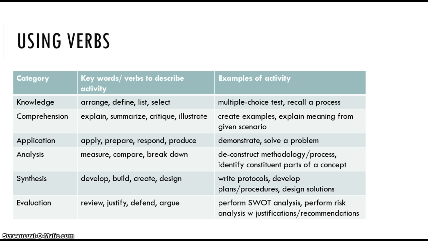The words associated with the different categories can help educators to assess if learning outcomes are being met. Bloom's taxonomy provides verbs along with each category, which educators can use in order to plan activities for different levels of thinking. For knowledge, verbs such as arrange, define, list, and select can be used. Examples of activities to measure this learning level include multiple choice tests or having students recall a process. For comprehension, words such as explain, summarize, critique, and illustrate can be used. Activities can include having students create examples or explain the meaning of a given scenario.